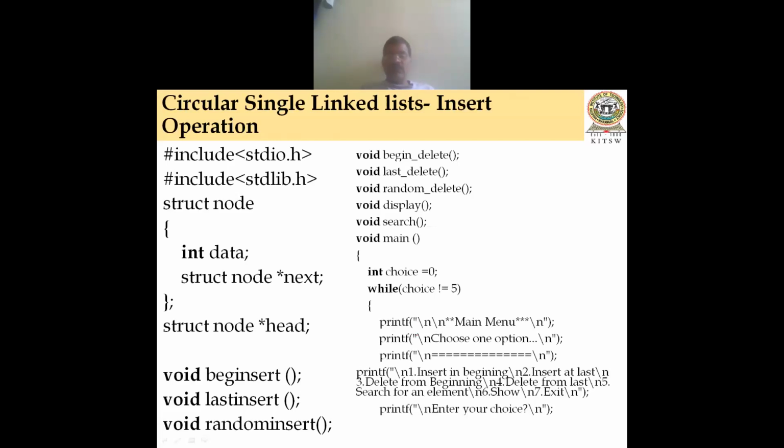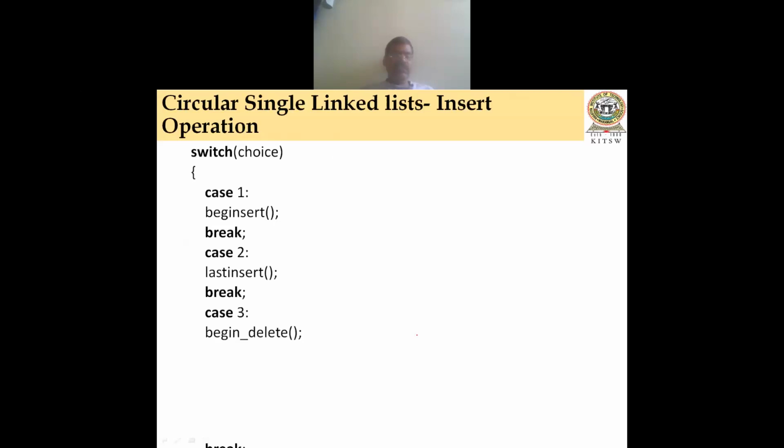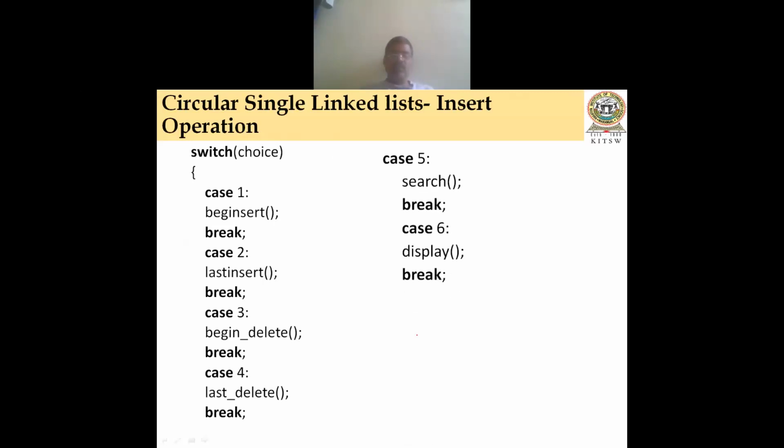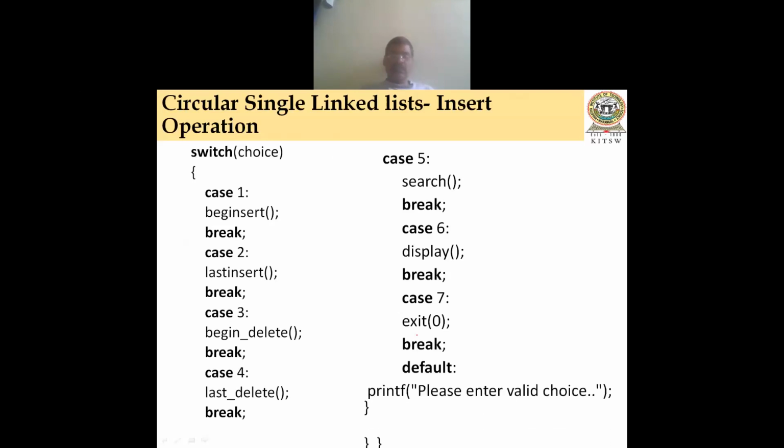Okay, so we enter the option, and based on that choice we are calling the respective function. If choice is equal to 1, we are calling begin insert, 2 last insert, 3 begin delete, and 4 last delete, like that. This is a menu driven program we are writing to implement all the operations in a circular single linked list. Fine.